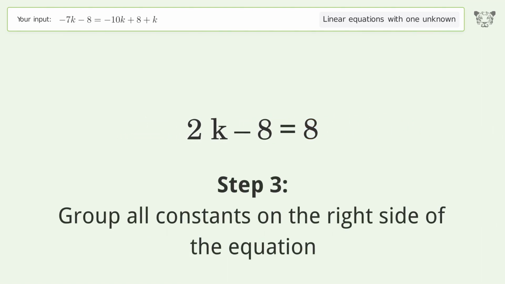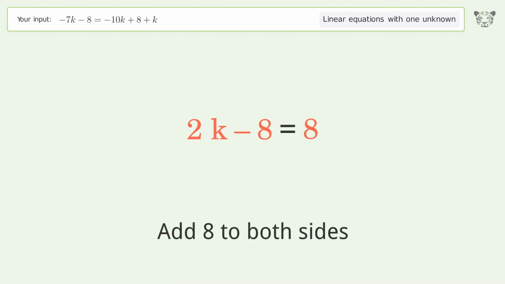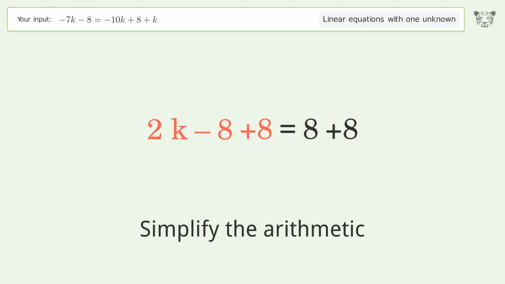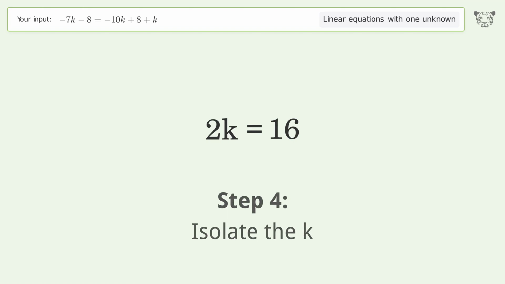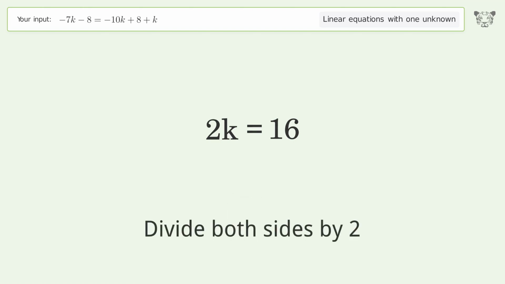Group all constants on the right side of the equation. Add 8 to both sides. Simplify the arithmetic. Isolate the k. Divide both sides by 2.